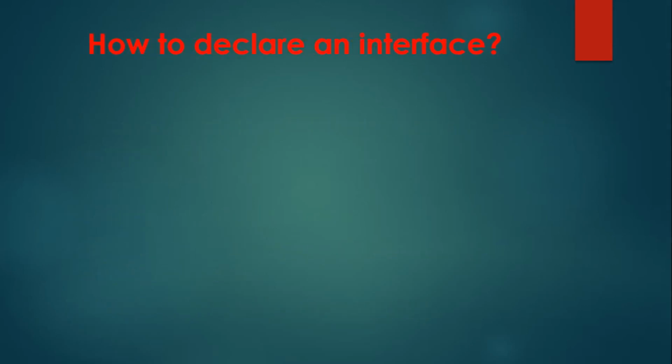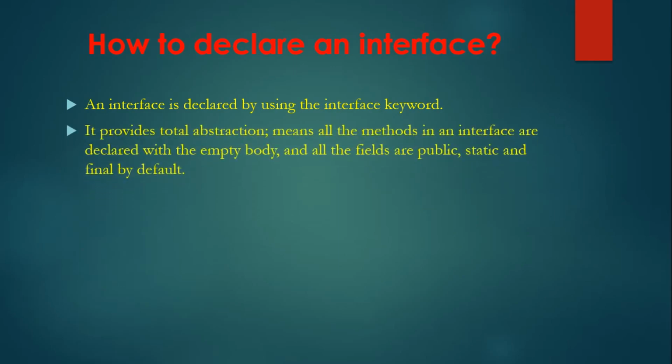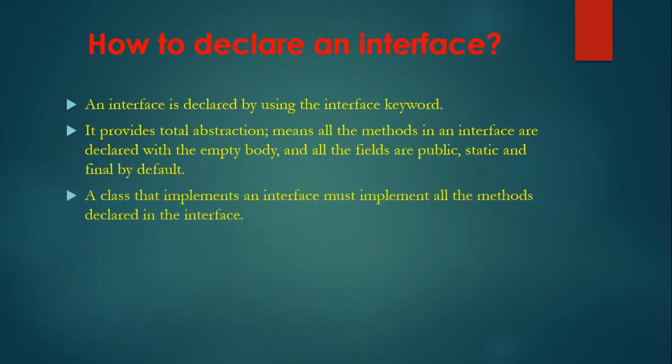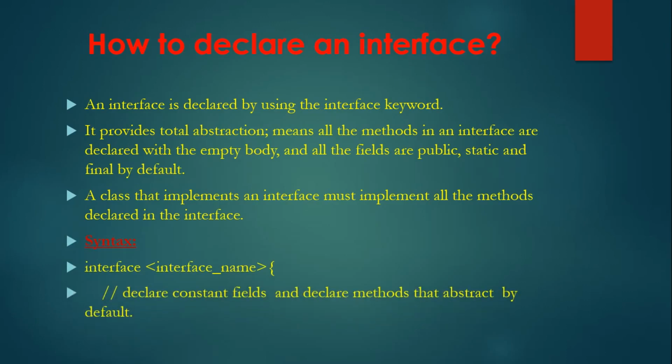Let's discuss how to declare an interface. An interface is declared by using the interface keyword. It provides total abstraction, meaning all the methods in an interface are declared with an empty body, and all the fields are public, static and final by default. A class that implements an interface must implement all the methods declared in the interface. Its syntax is the interface keyword, then the interface name, then curly braces open, all the members inside it, and then curly braces close.